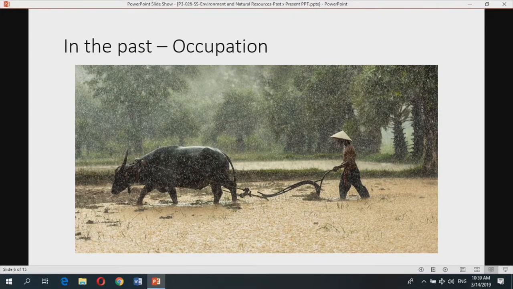Is it the hot season? No. What season do you think? Rainy season. And you see the man is working wearing a hat to protect him from the rain. So in the past. Occupation. People would work with animals to plow the fields.